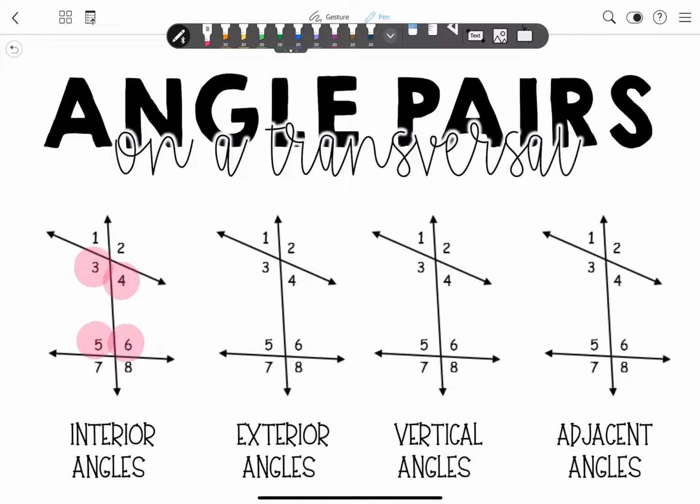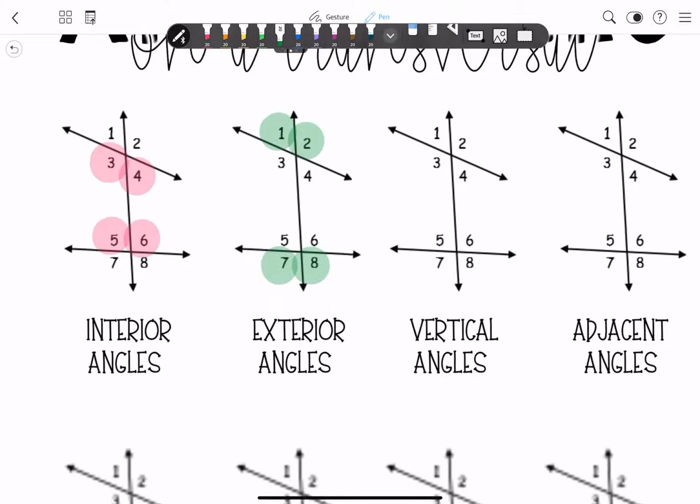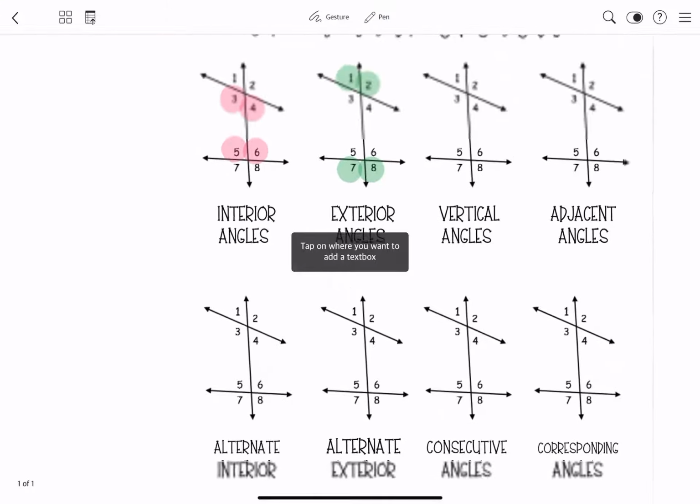And then for our exterior angles, I want you to think about it as the ones that are on the outside of the sandwich, the bread essentially. So that would be 1, 2, 7, and 8. All right, and we're going to go down a little bit first.